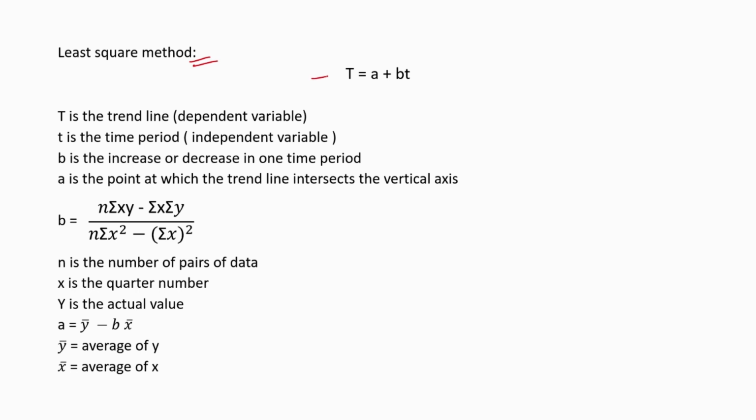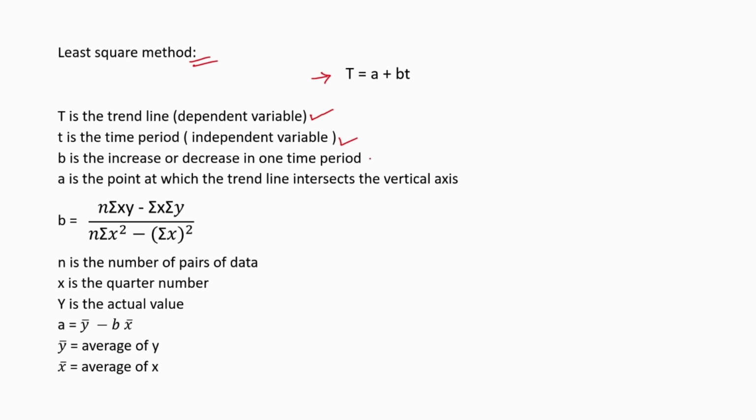This is the equation of the trend line. We can use the independent and dependent variables to find the trend line for each data set. Capital T is the trend line. This is the dependent variable. Simple t is the time period. This is the independent variable.